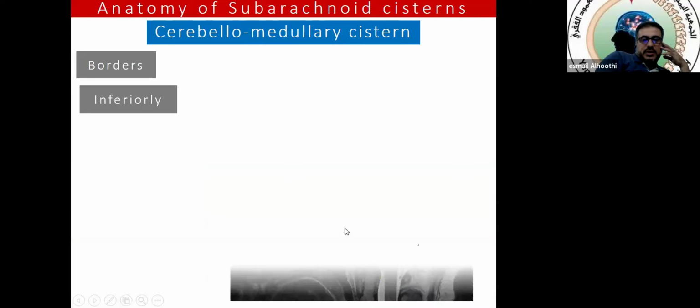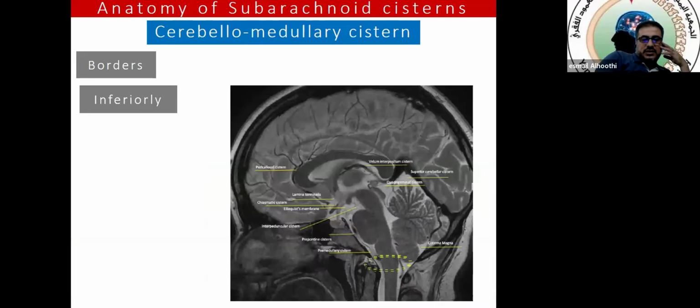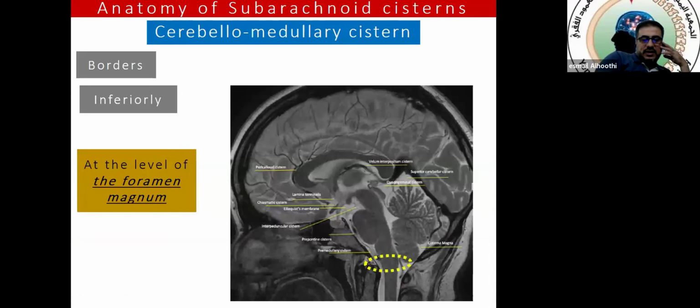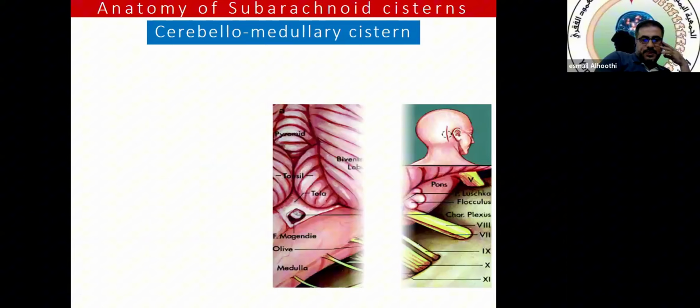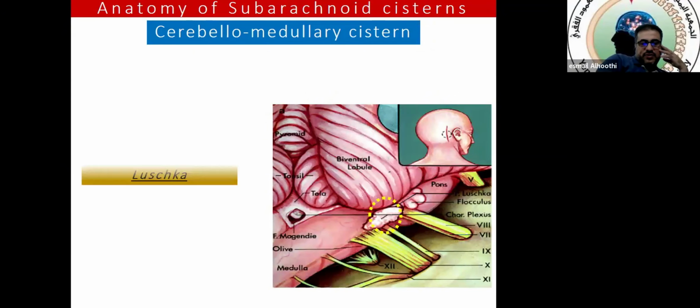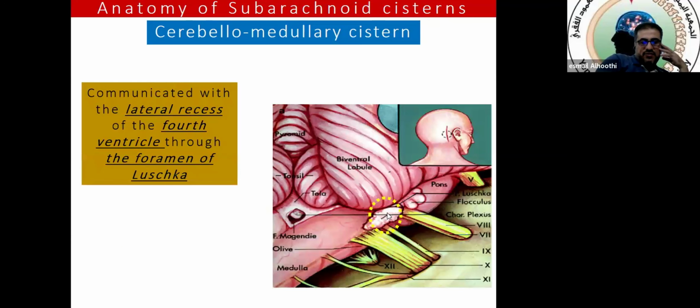Okay, the inferior border of the cerebellomedullary cistern is the junction of the spinal cord and the medulla at the level of the foramen magnum. It communicates with the lateral recess of the fourth ventricle. The cerebellomedullary cistern communicates here with the fourth ventricle through the foramen of Luschka on each side.